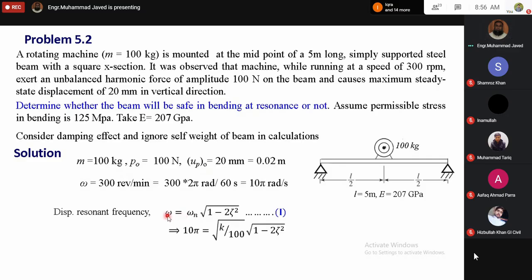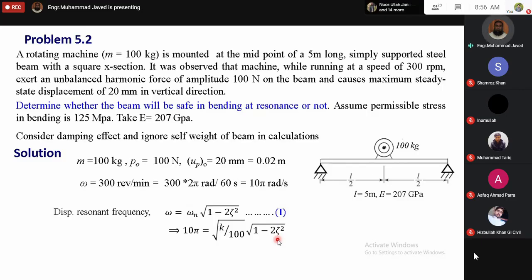Omega was just calculated. Omega n is under root k over m. M is given but k is not. Again, zeta is not known. So we have two unknowns, and this equation cannot be solved because two unknowns require two equations. Therefore, we need to develop another equation.